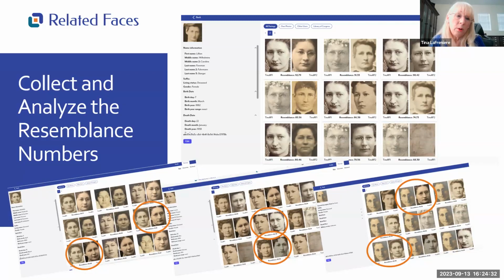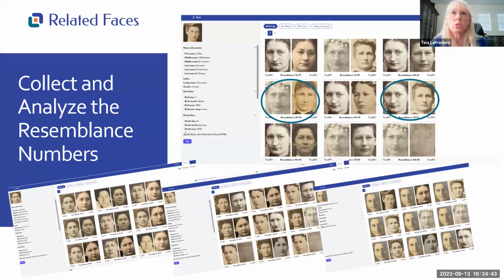Also, because the other programs only show you pairings with very high levels of similarity, they miss pairings that show you generational relationships, such as mothers and daughters, as shown by the teal circles. Or they may not show you pairings for a person at a different stage in their life, as shown by the blue circles.